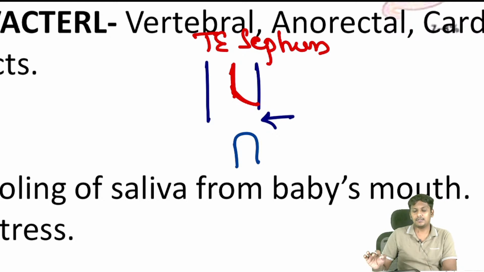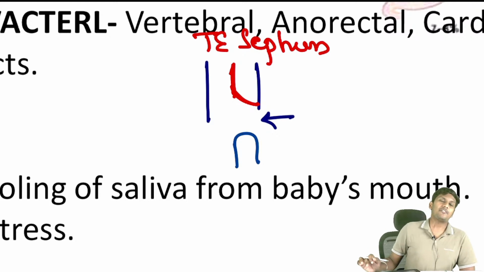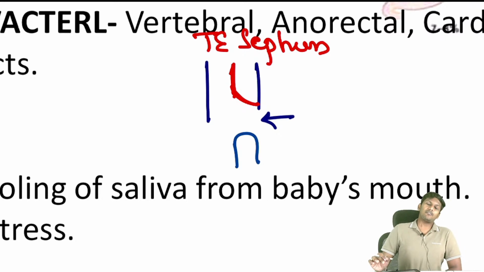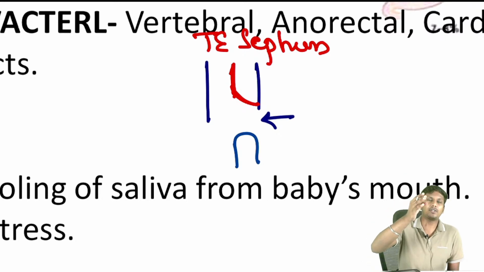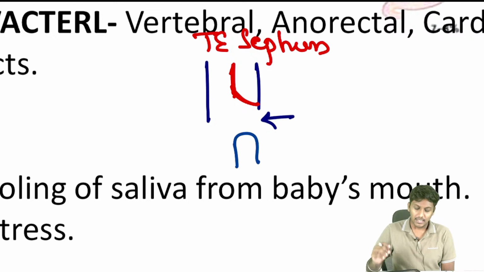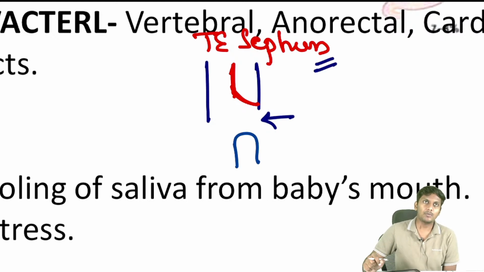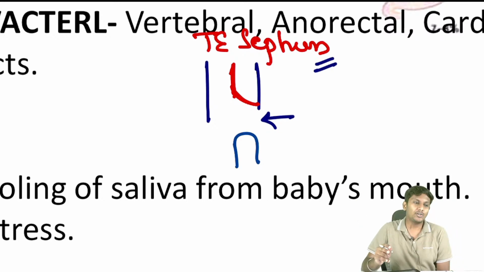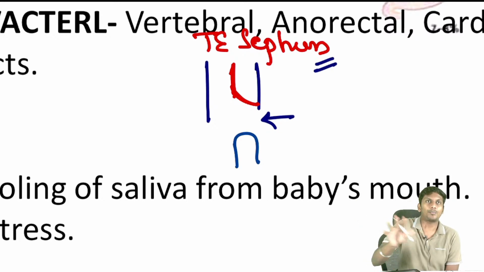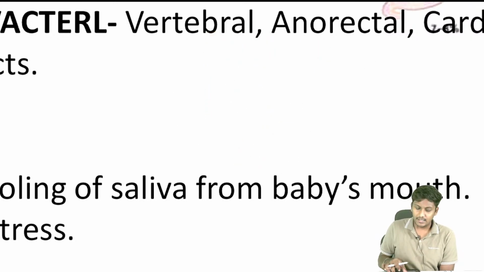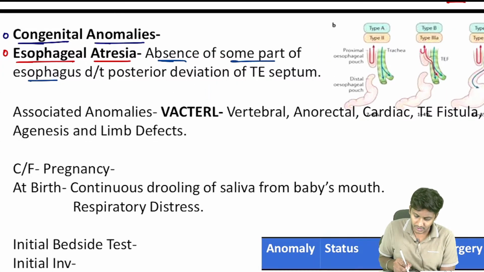So esophageal atresia means, you have to remember, definitely absence of some part of the esophagus. Why does it occur? Because during development, when there was a partition developing between the trachea and esophagus in the form of the tracheoesophageal septum, that septum was deviated posteriorly, and due to that the esophagus development stopped in between. Okay, got it? So that is important. That has led to esophageal atresia. It is due to posterior deviation of the tracheoesophageal septum. Got it?